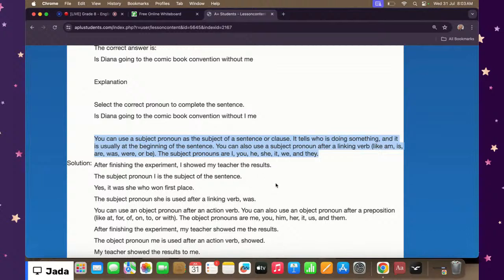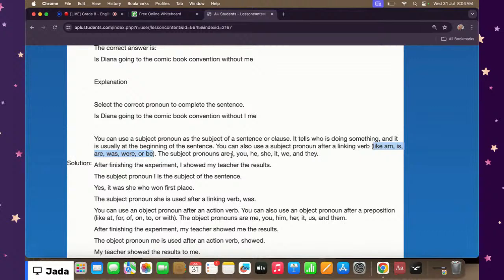You can also use a subject pronoun after a linking verb, like is, are, was, were, or be. So these are linking verbs, and you can use a subject pronoun after them. For example, I am Jane. So you have linking verbs, and then you use a subject pronoun before them or after.